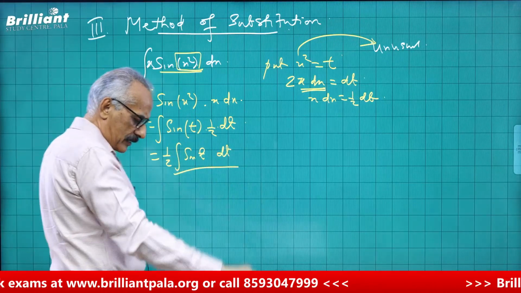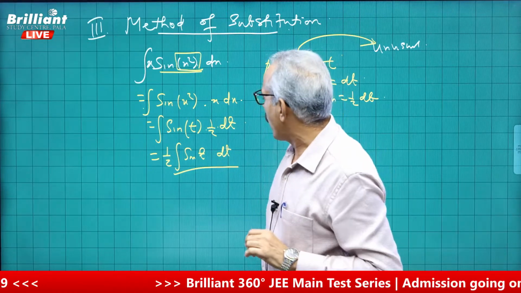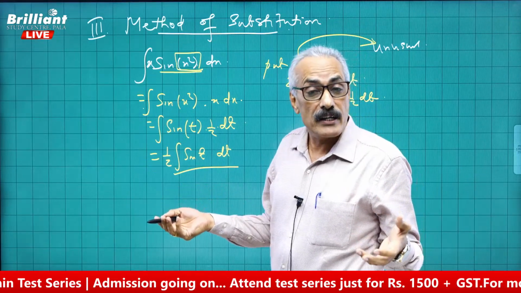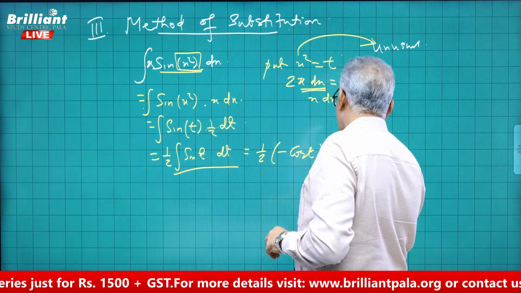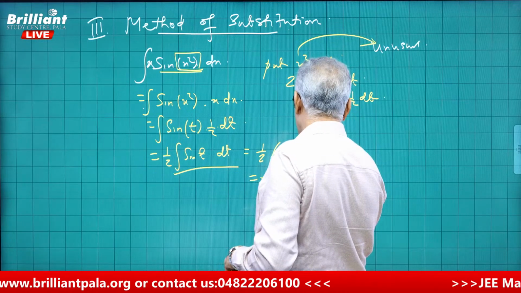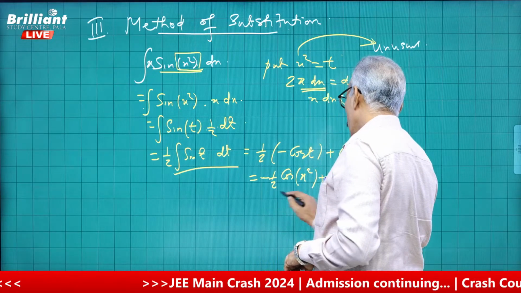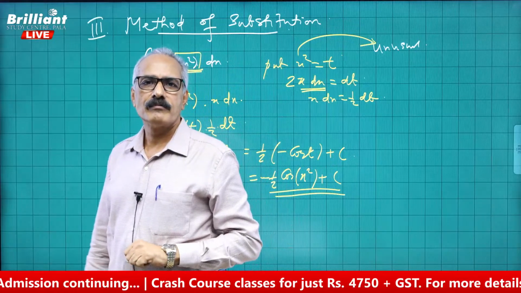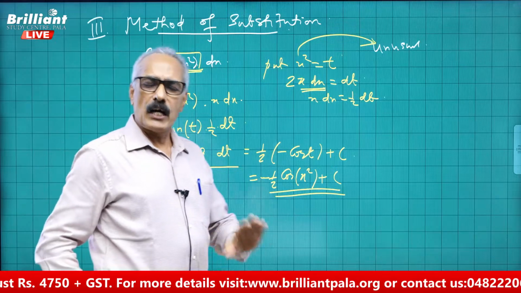Look at this. Your question is now reduced to your formula, exactly the same as your formula. Integral sine x dx is minus cos x plus c. Integral sine t dt is minus cos t plus c. So, this is equal to 1 by 2 into minus cos t plus c. Put back your substitution. So, that is equal to minus 1 by 2 into cos of x square plus c. And no doubt, the derivative of your answer must be your integrand when you simplify. So, this is called the method of substitution. Wherever it is possible, you must apply it.